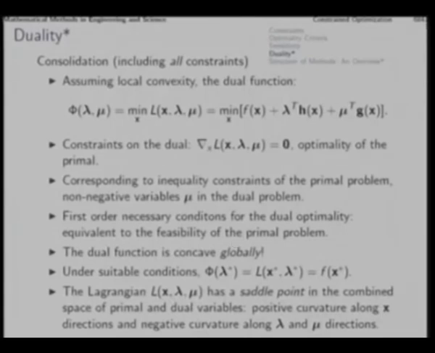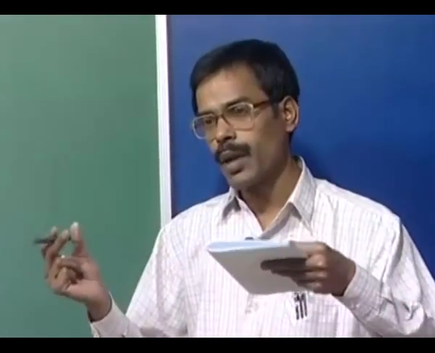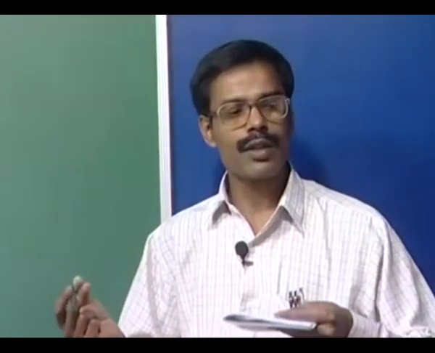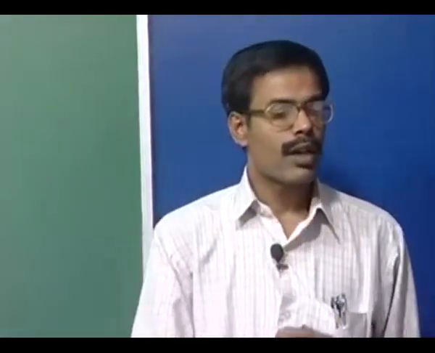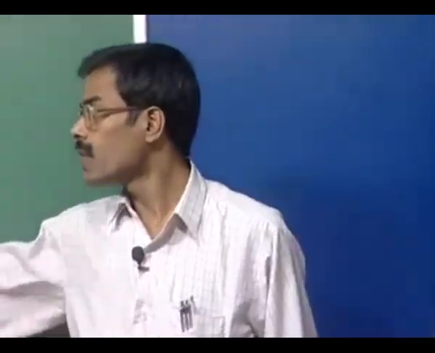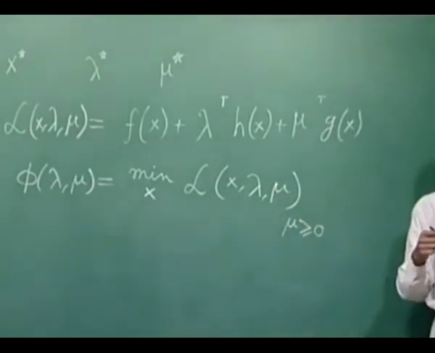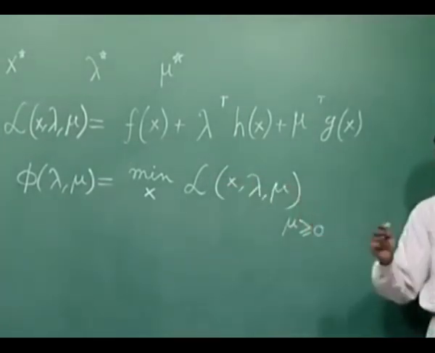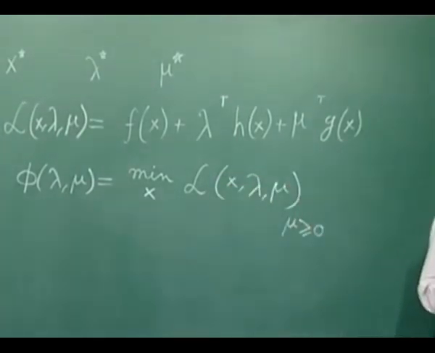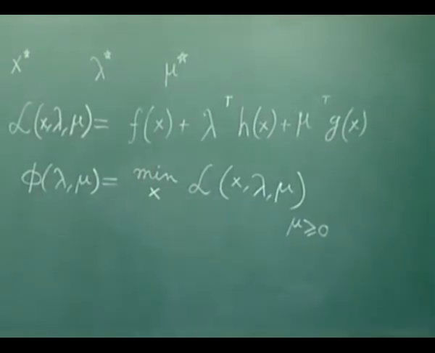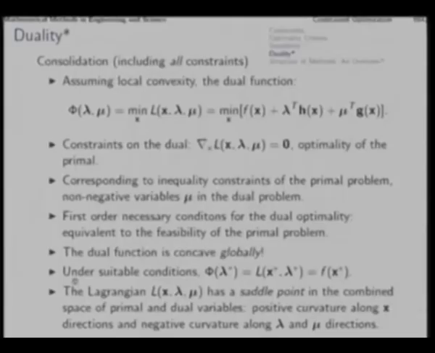And near the solution point the primal function is convex, while on the other side the dual function is concave, that is, its second derivative will be a negative definite matrix, and under suitable convexity conditions this will be satisfied.